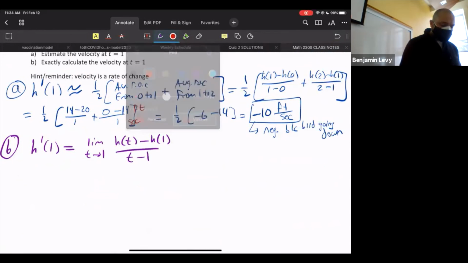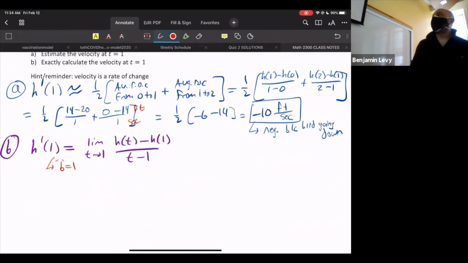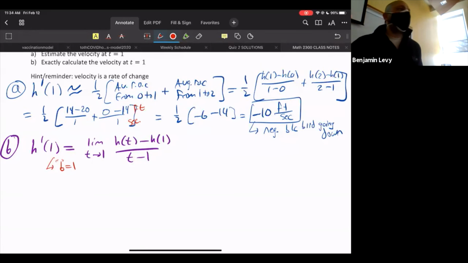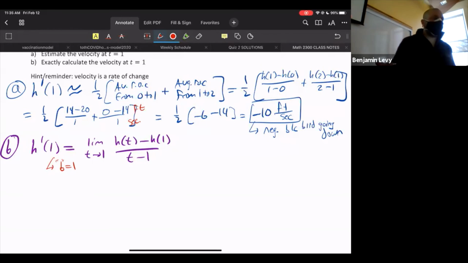All right, so what I'm trying to say here is in the above definition, the b is 1. That setup seem okay? All I've done is just plug a 1 into the above formula. All right, so let's just start plugging stuff in.